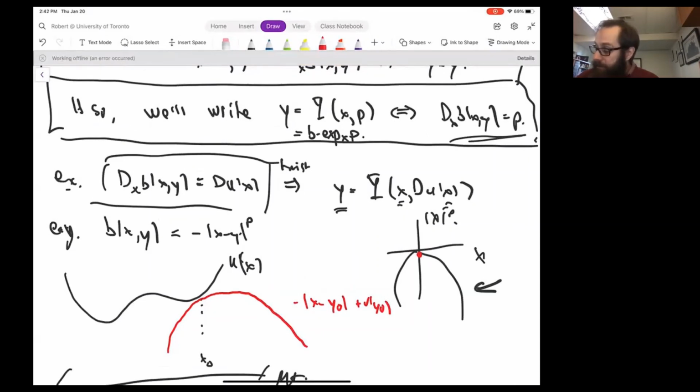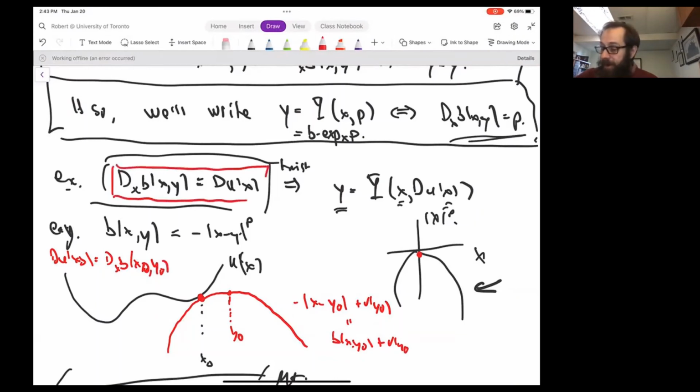And if you can do that, then this would be y naught over here. Then the fact that these things are tangent is, let's say this is b of x, y naught plus v of y naught. The fact that these two things are tangent is telling you that the derivative of u at x naught is exactly equal to the x derivative of b of x naught, y naught. And that's just the condition we saw up here.